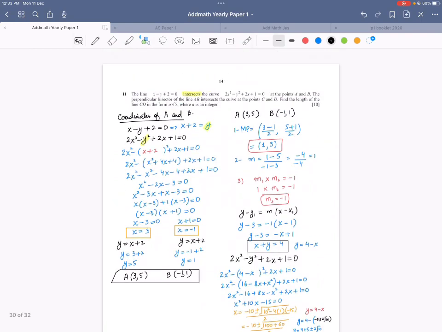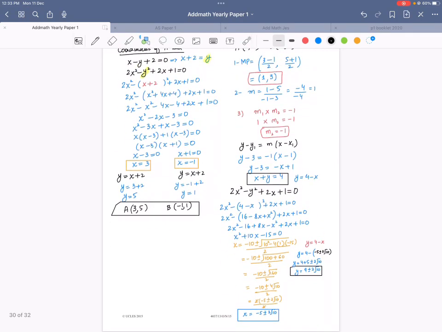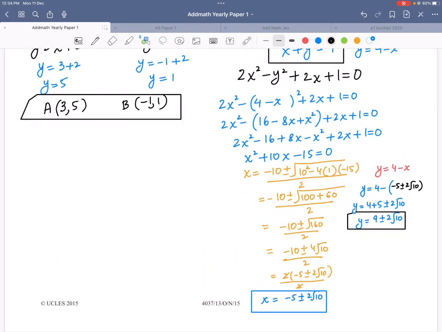And now it says find the length of the line CD. Now we need to find out the length of CD. So we have the values for C and D both. Let's suppose the possible coordinate for C is minus 5 plus 2 under root 10, comma, 9 minus 2 under root 10. That will be for C. And for D, it's minus 5 minus 2 under root 10, comma, 9 plus 2 under root 10.